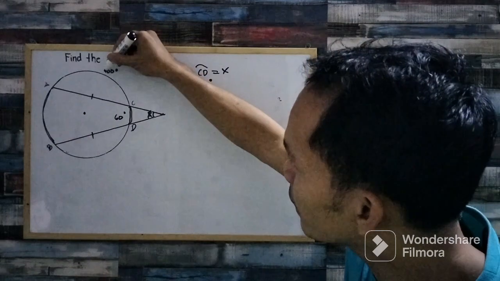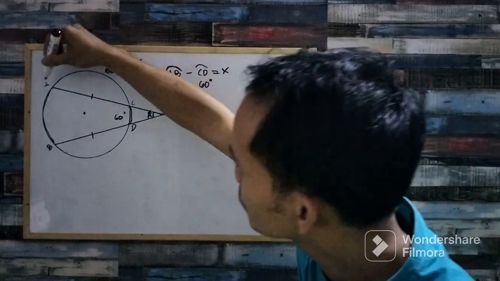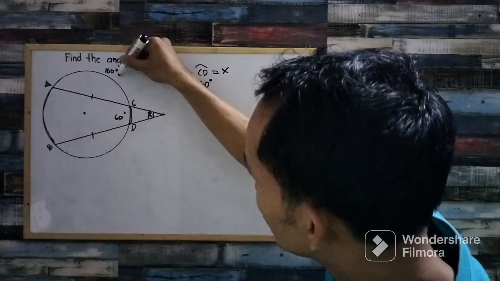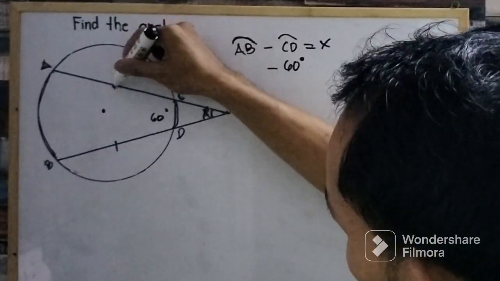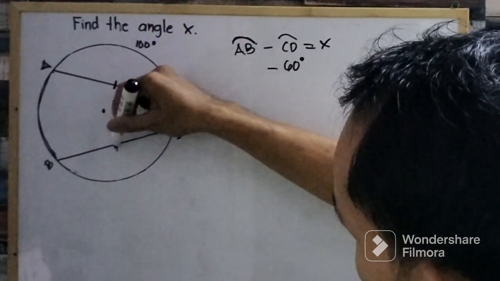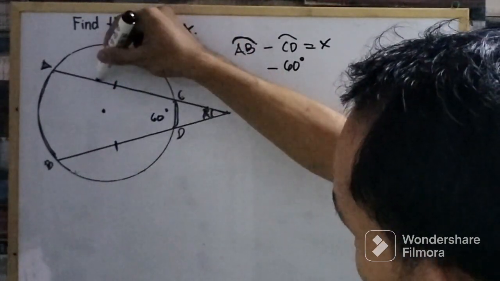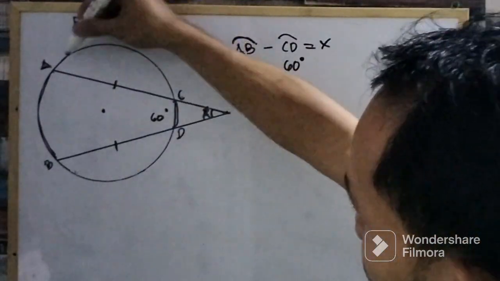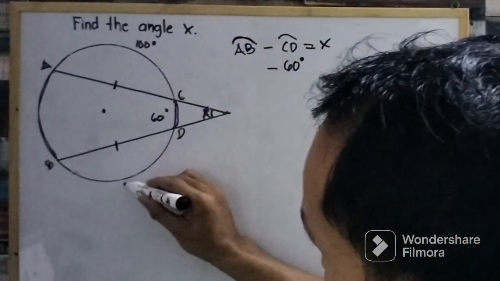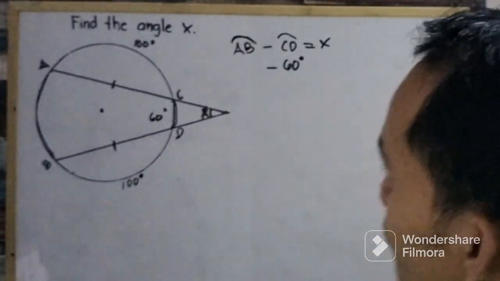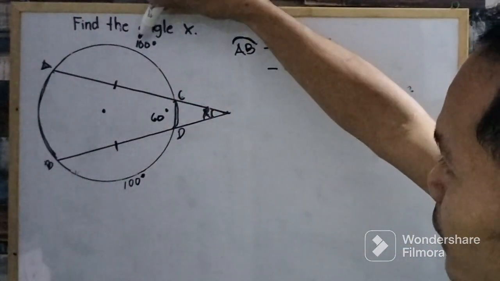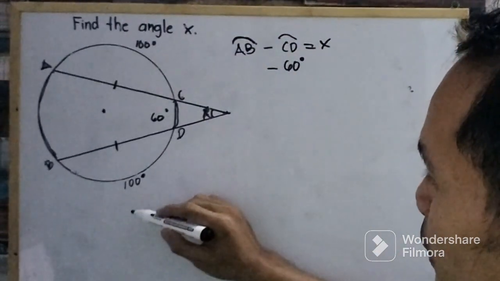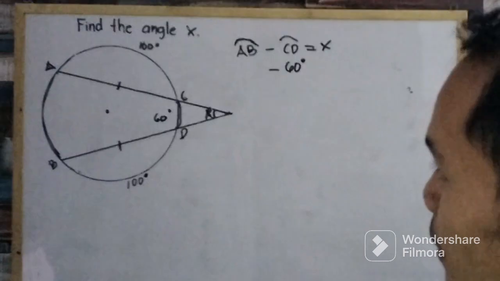So, dito, may nakalagay na 100 degrees. So, from A going to C, that is 100 degrees. At kung makikita mo dito, may nakalagay na ganyan at ganyan. Ibig sabihin, this side dito is equal. Okay? So, kapag 100 dito, ibig sabihin, 100 degrees din dito. Okay? Kapag i-add natin yan lahat, 100 plus 60 plus 100, that is 260 in all.